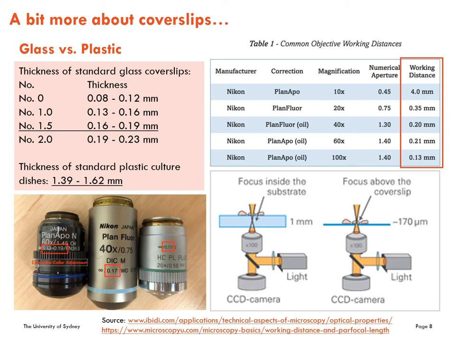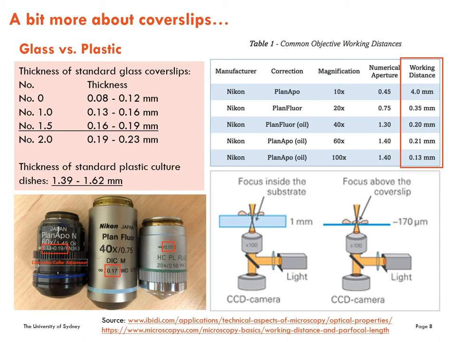Each objective has its working distance. You can see from Table 1 here all the common objective working distances. The low magnification objectives have bigger working distances, so it doesn't bother us too much. But when you go to higher magnification, the working distance is so small, much smaller than 1 millimeter. If you put it on the microscope and try to observe your sample through a thick plastic culture dish, you find that you cannot focus on your sample with the high magnification objectives.